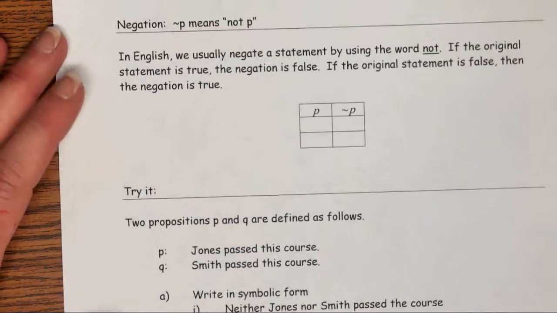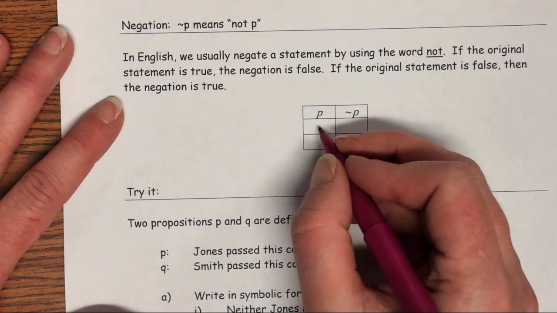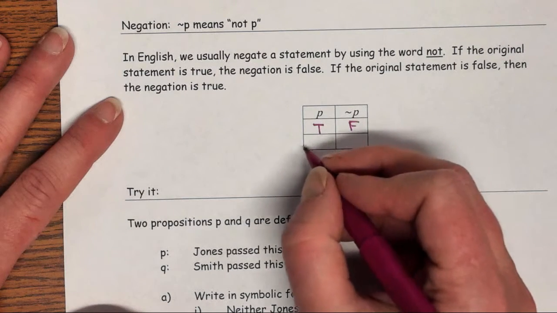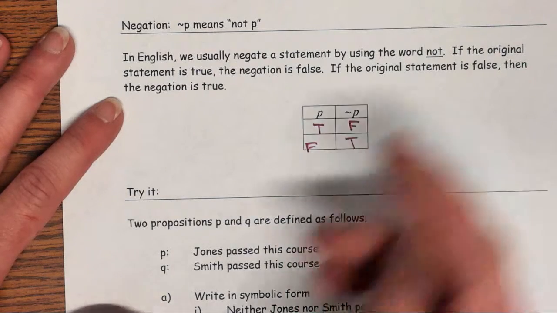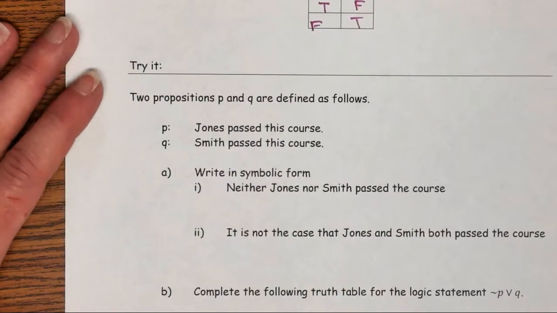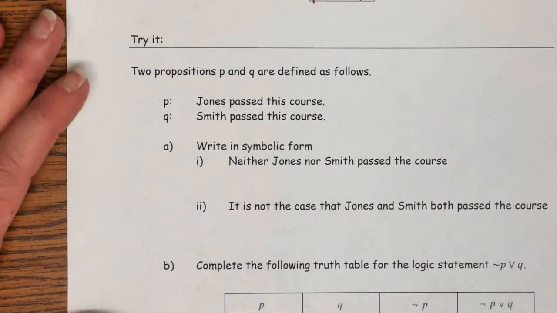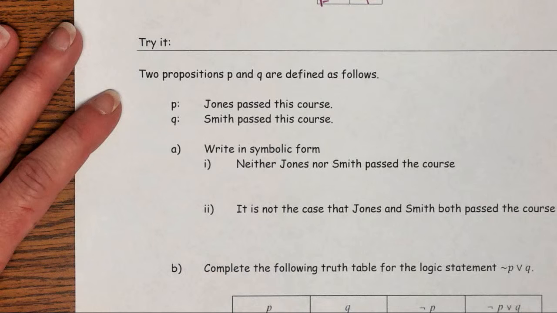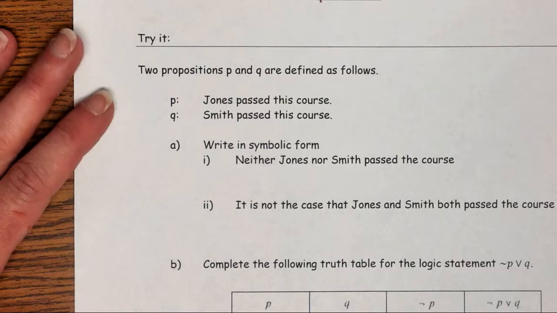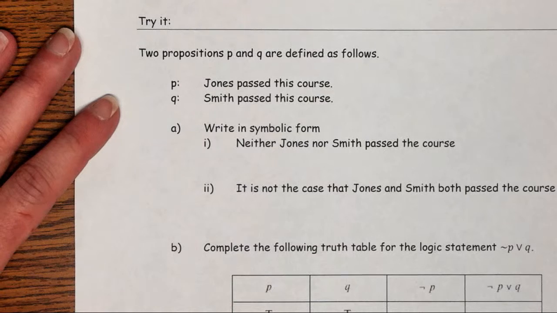So let's look at the negation. Well, that's pretty easy for a truth table. If your statement was true, the negation would be false. If the statement was false, the negation would be true. Now, I know this one says try it, but we're going to do it together. So let's say P represents that Jones passed this course, and Q is Smith passed this course. You know, actually, let's pause the video, and y'all try it, and when everybody's had a chance, then continue the video. And let's see if you get it right.